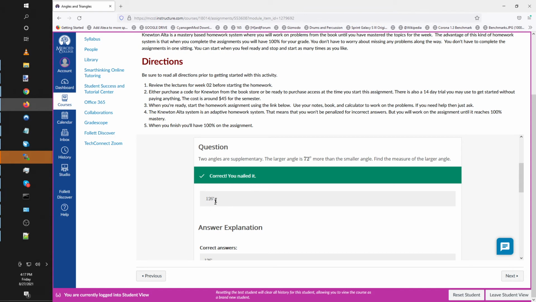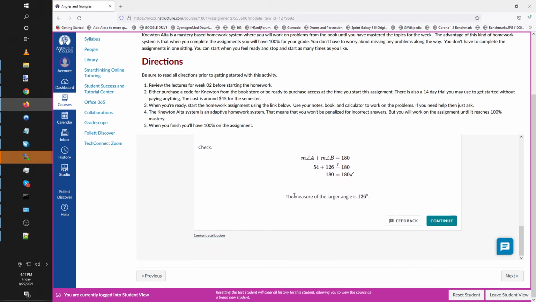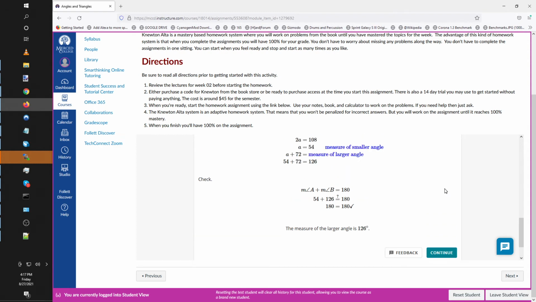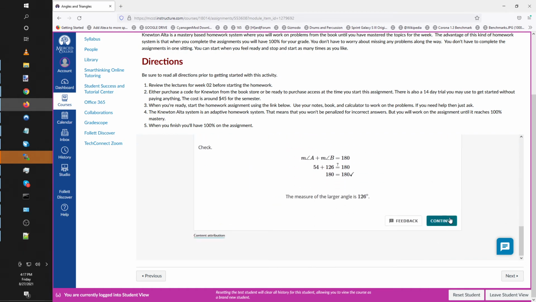Now, right or wrong, it will show you how to solve it. So you see, it actually just showed you the exact same work that I just showed you, and then you can continue. Also, notice that I did that one question and I have 5% on the homework assignment. Continue.